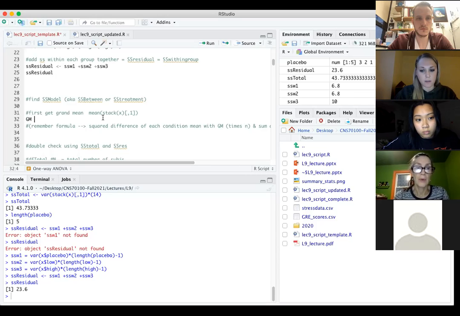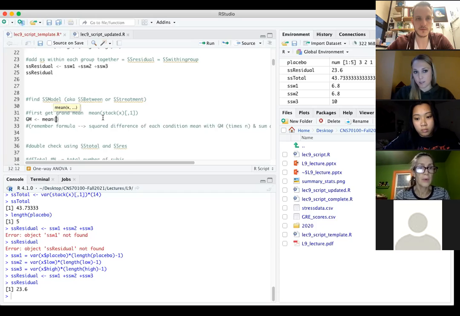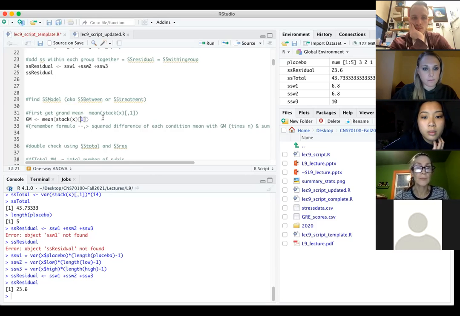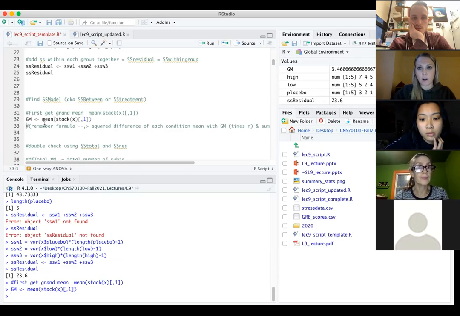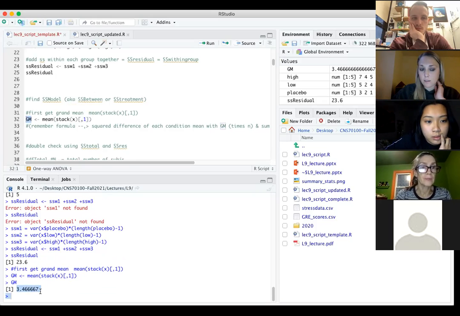So I'm going to call this GM. Mean of all the points. Yes, it's the mean of all the data points. So I'm just going to use that stack function again, so I don't have to split by group. So grand mean, I'm going to get the mean of all my data points. That should give you 3.46. This is just what we found in our PowerPoint.